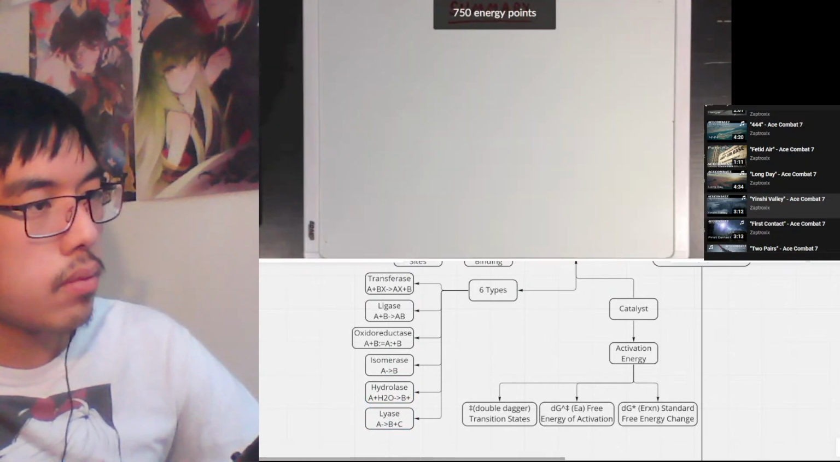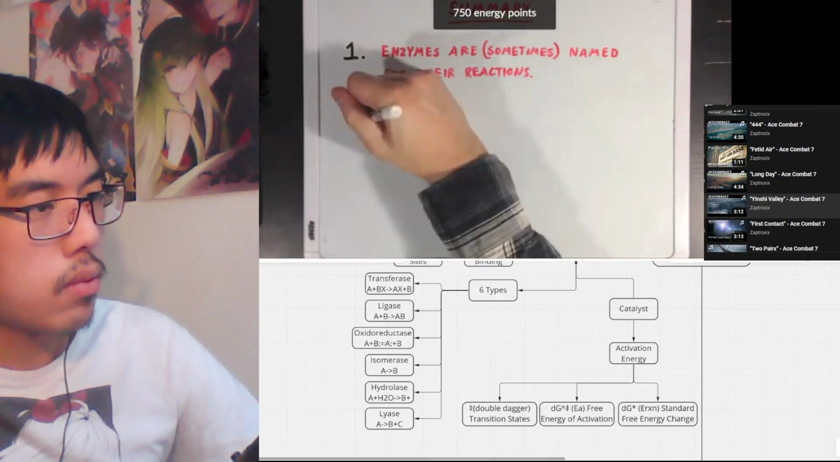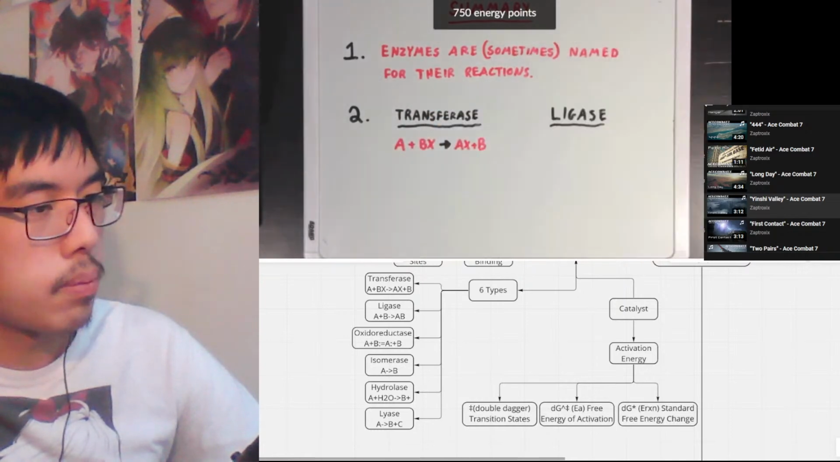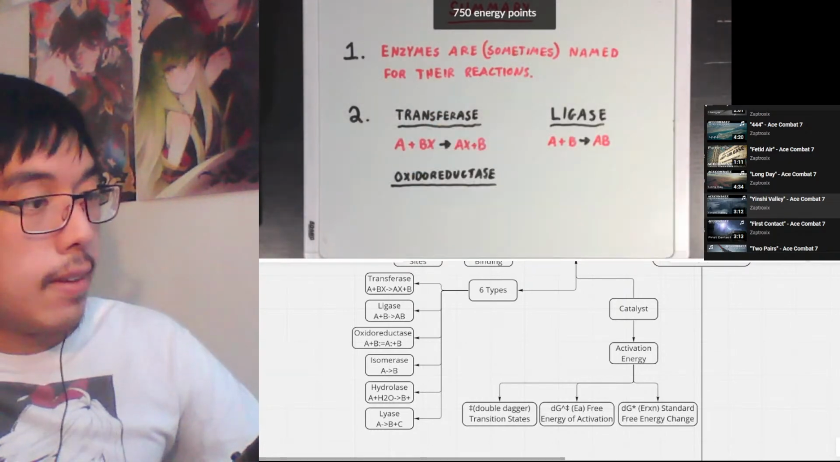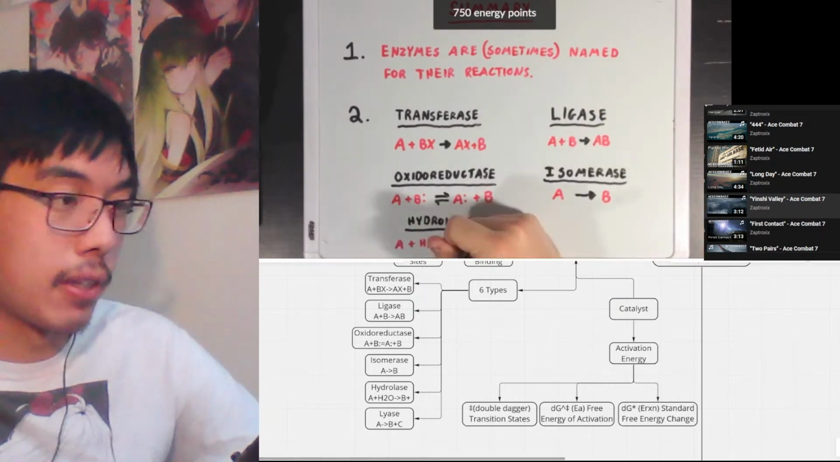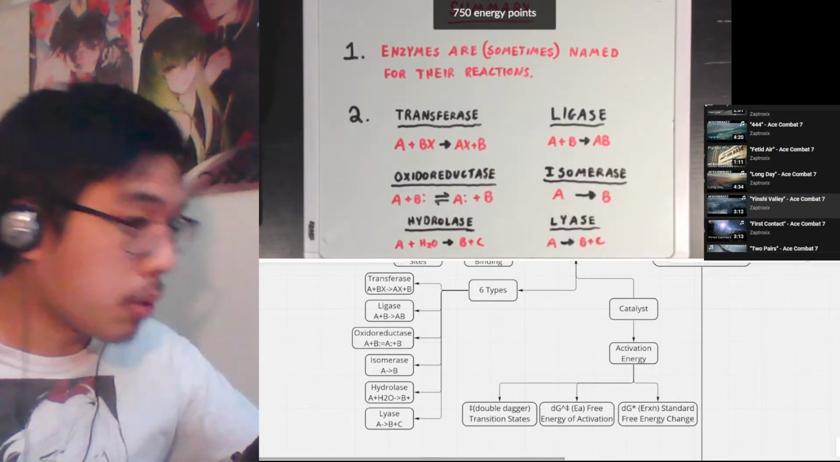So what did we learn? Well, first we learned that enzymes are sometimes named for their reactions. And next we learned about the 6 different types of enzymes. We have transferases, which transfer functional groups from one molecule to another. Ligases, which ligate or join two molecules together. Oxidoreductases, which move electrons between molecules. Isomerases, which convert a molecule from one isomer to another. Hydrolases, which break bonds using water. And lyases, which break bonds without using water and without oxidation.